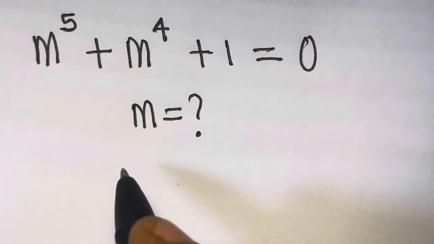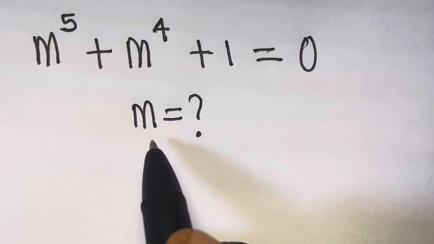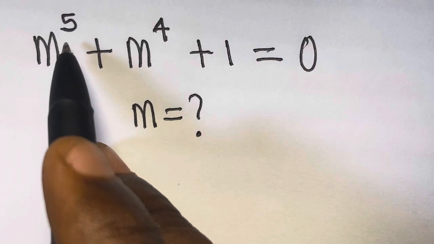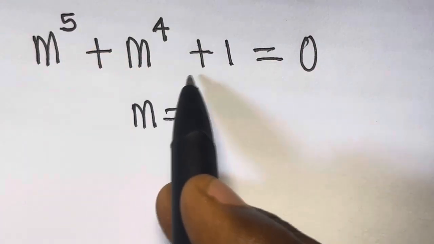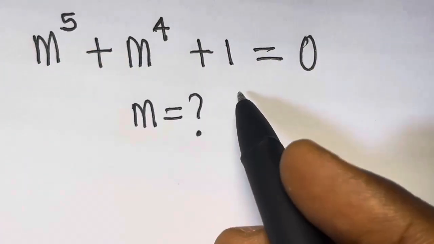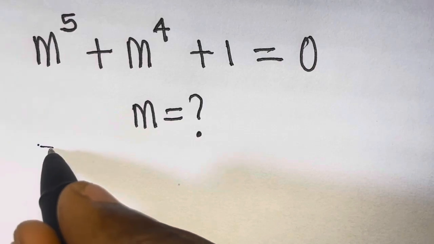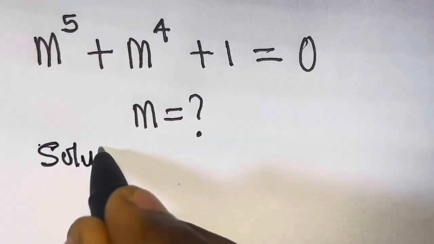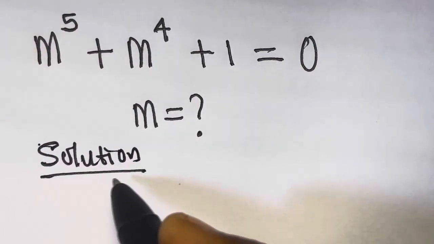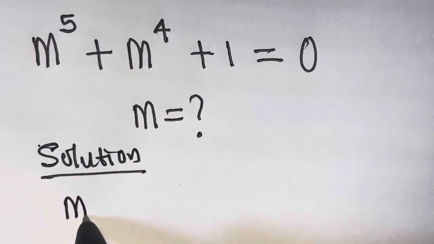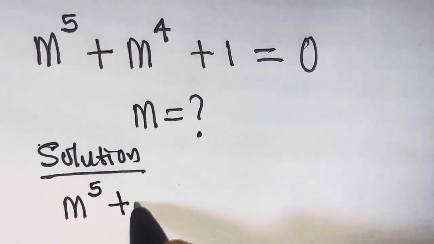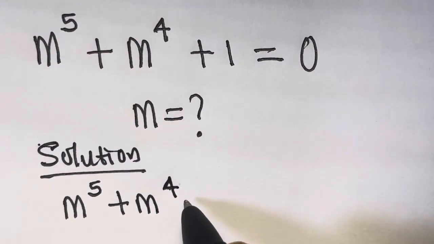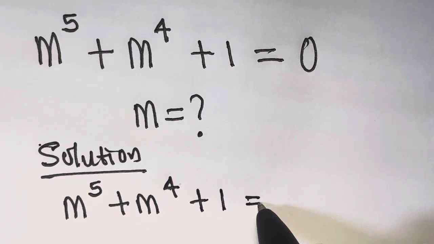Hi, welcome to mathematics. In this video, we want to solve for m in m raised to the power 5 plus m raised to the power 4 plus 1 equals 0. I have m raised to the power 5 plus m raised to the power 4 plus 1 equals 0.